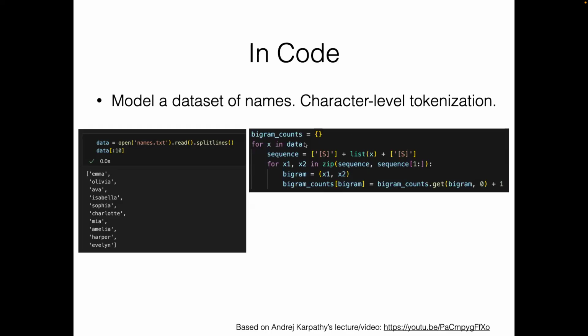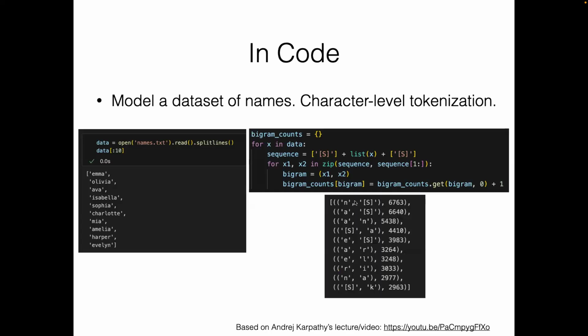Here's basically what I showed on the slide before. First of all, for each different sequence, it adds a start and end token. Then it goes through this for loop, and for tokens x1 and x2 that are next to each other, we just increment the count. So you count all of these up. And here's what it actually looks like for this data set.